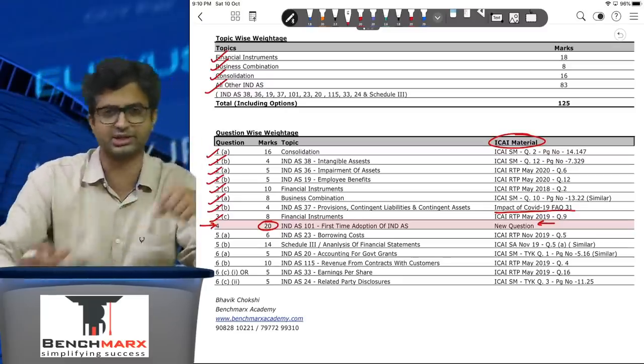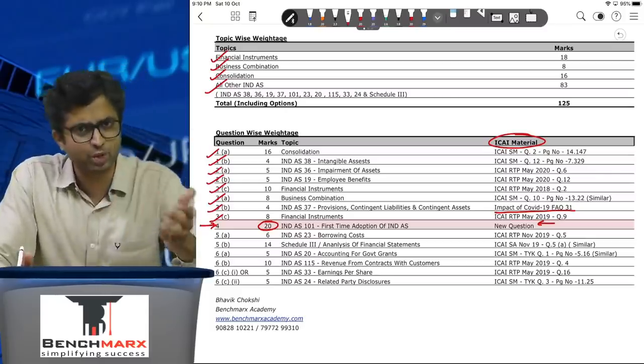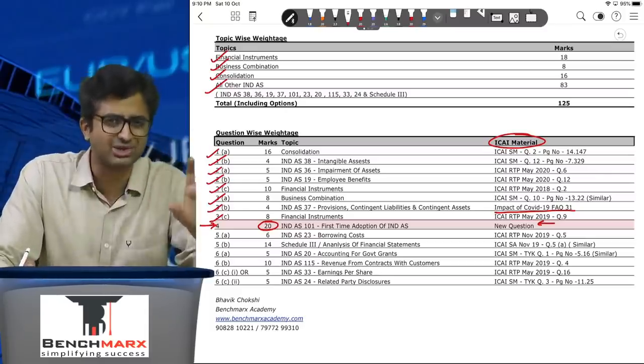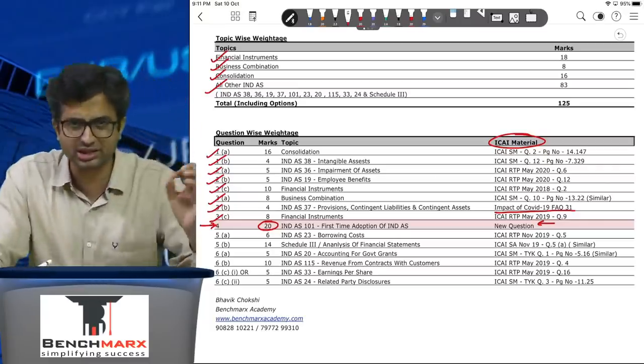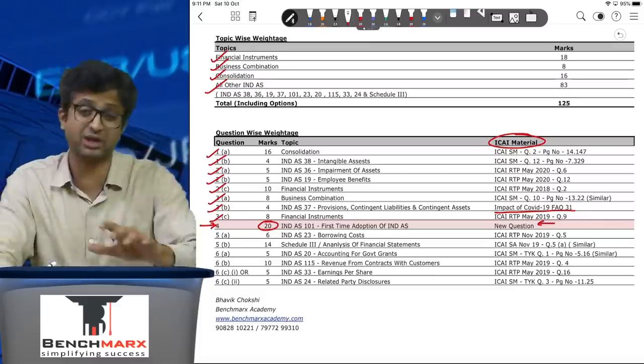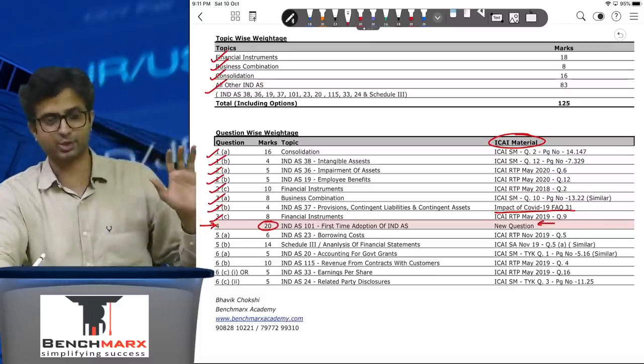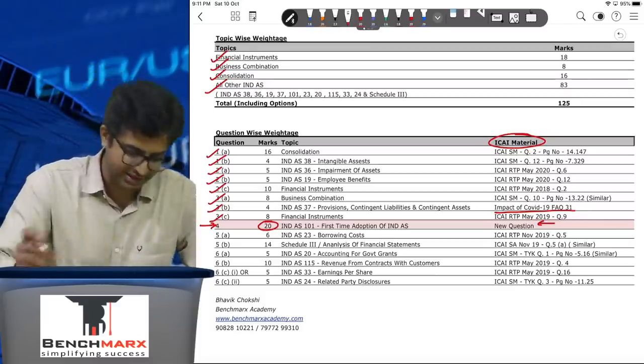Honestly, it's like a GFRS case study, and it's a fairly good question which we would like to solve if time permits. And if you had to pick up just one thing in this MTP that you should refer to as a new thing, it is this question. Otherwise, everything else is fairly standardized.